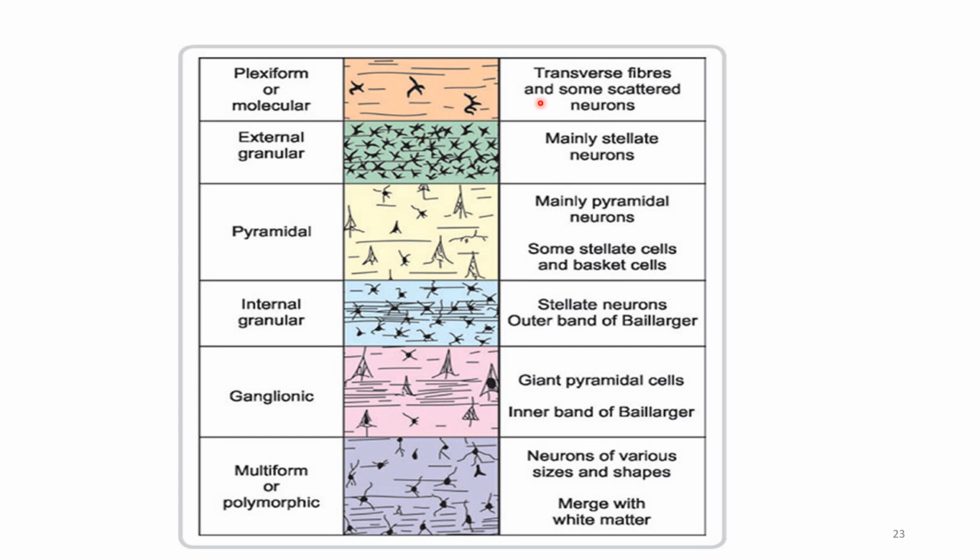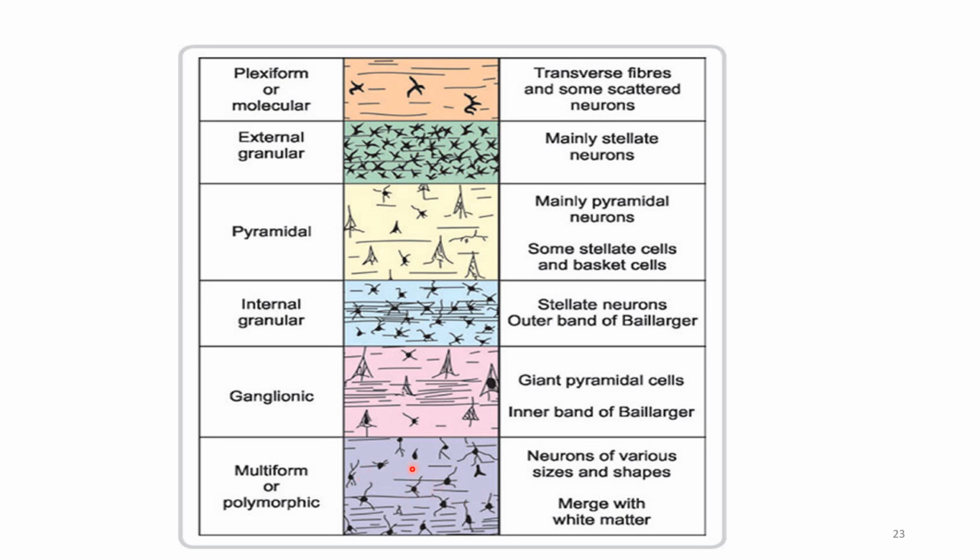Those are in the plexiform or molecular layer: it has transverse fibers and some scattered neurons. In the external granular layer, many stellate neurons are present. In the pyramidal layer, mainly pyramidal cells are present, and some stellate and basket cells. In the internal granular layer, we have stellate neurons and the outer band of Baillarger. Coming to the ganglionic layer, it has giant pyramidal cells and the inner band of Baillarger.